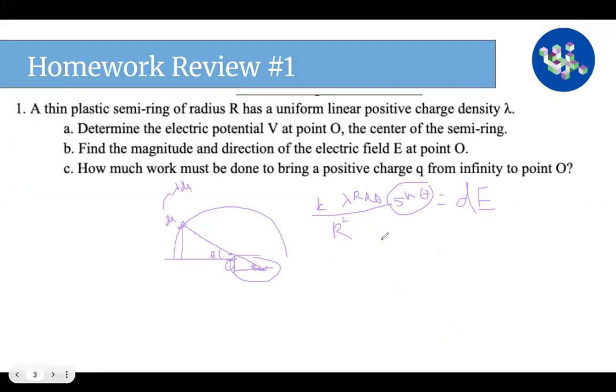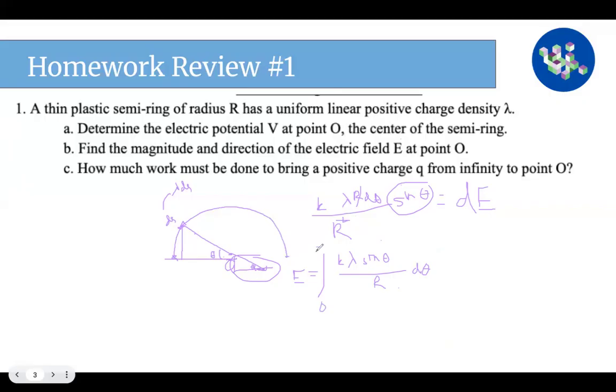When I want to find the total electric field, I'll be integrating that. So E would be the integral of k lambda times sine theta, and then notice that this R cancels, so divided by big R, and then d theta. Our integrating boundaries would be from theta equals 0, from here, all the way to theta equals pi, so 0 to pi.